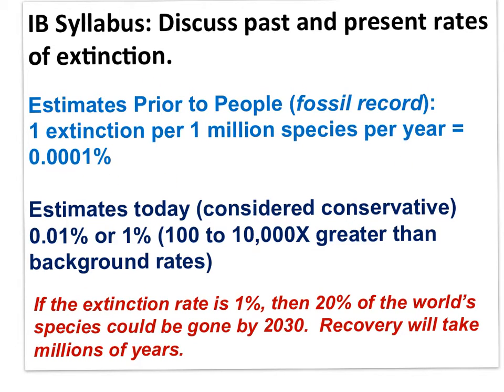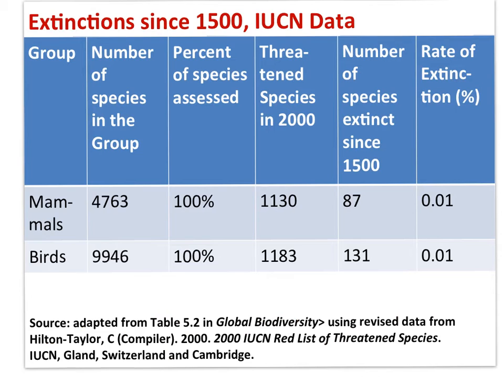If the extinction rate is 1%, then 20% of the world's species could be gone by 2030. Recovery will take millions of years. And this is the thinking behind the so-called 6th Great Extinction. The IUCN has reported on extinctions of mammals and birds since 1500.